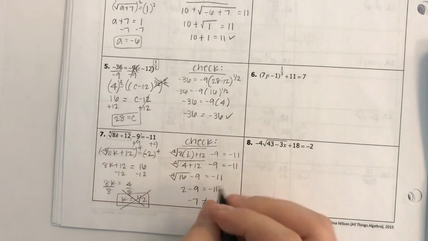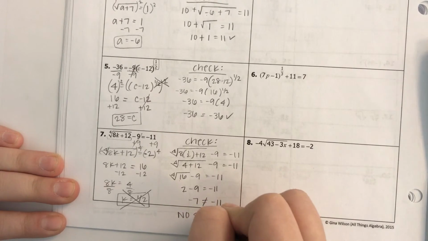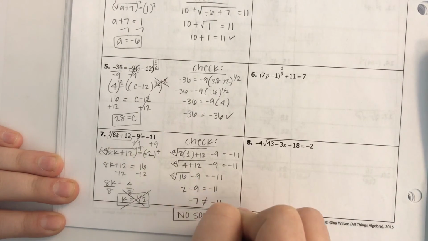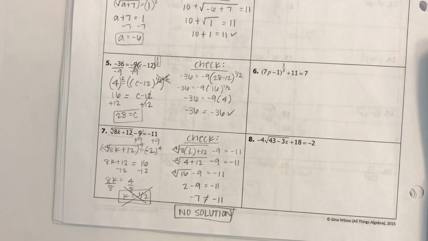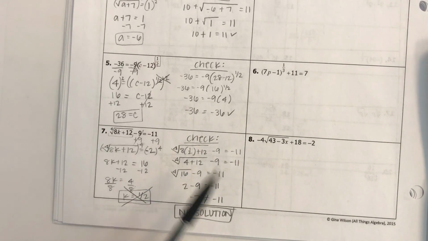So this does not have a solution. 1/2 does not work, and there's nothing else. So this has no solution. That is why we check every single time. You might get an answer, but it might not work in terms of the equation. So this one, because we checked, we know that this has no solution because the only solution we came up with doesn't work. All right, so I'm going to stop this video and we're going to continue on in the next one.